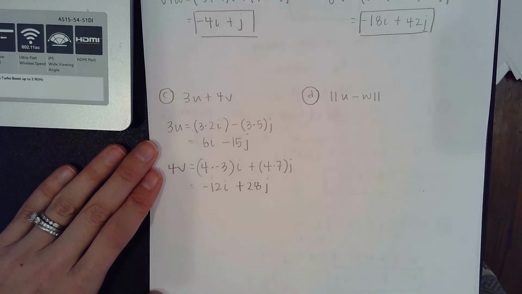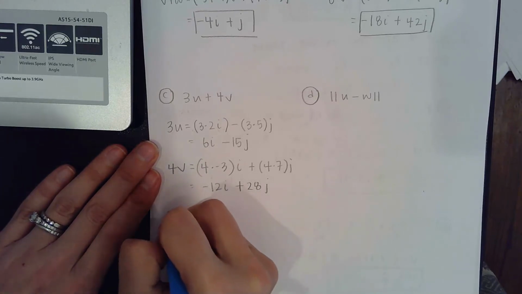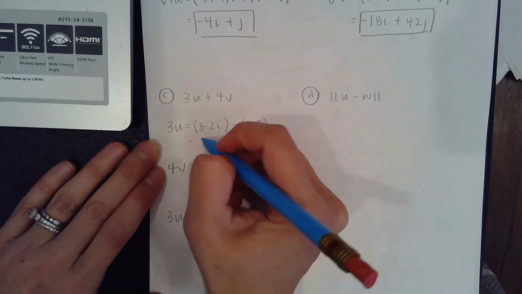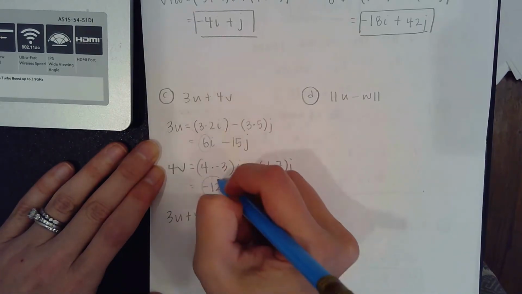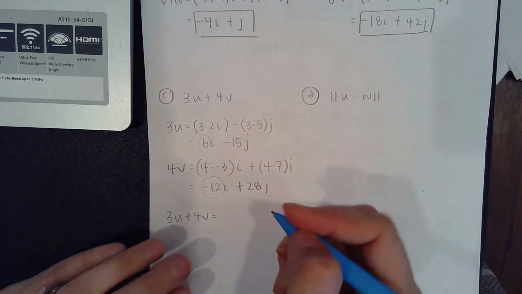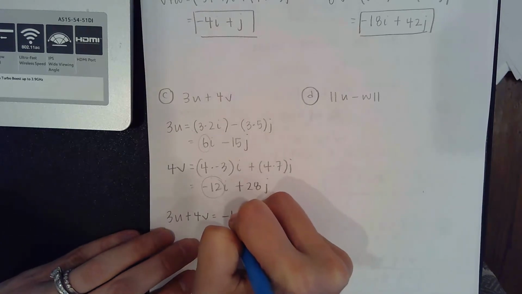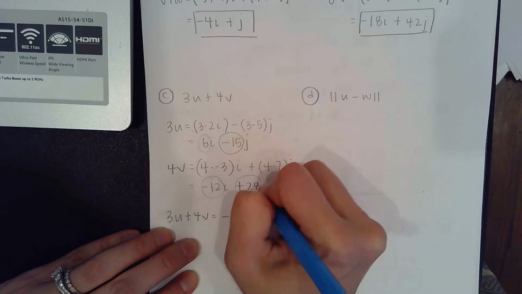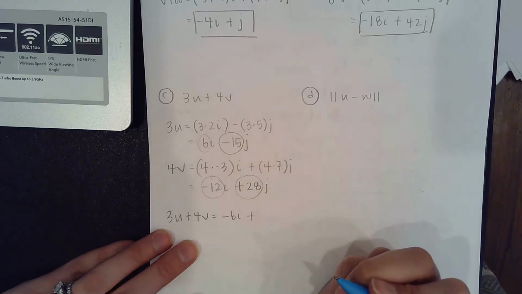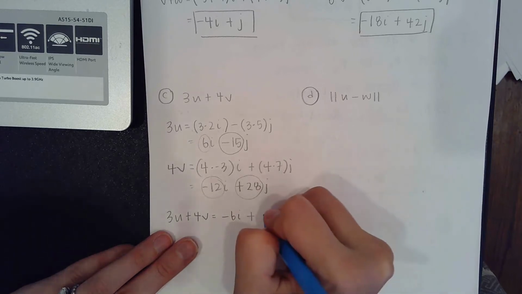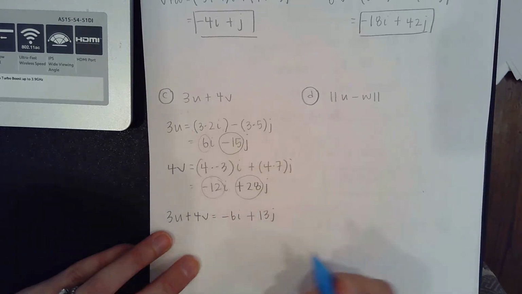Okay, and now I want to add those two together. So 3u plus 4v. So I'm going to add these components together. So I'm going to say 6 plus negative 12, so it's going to be negative 6, i. And then negative 15 plus 28 is what, 13? j.